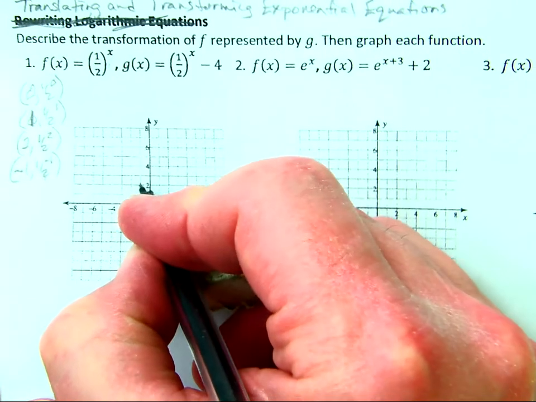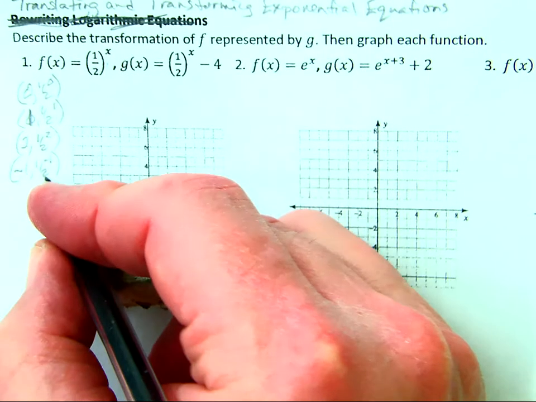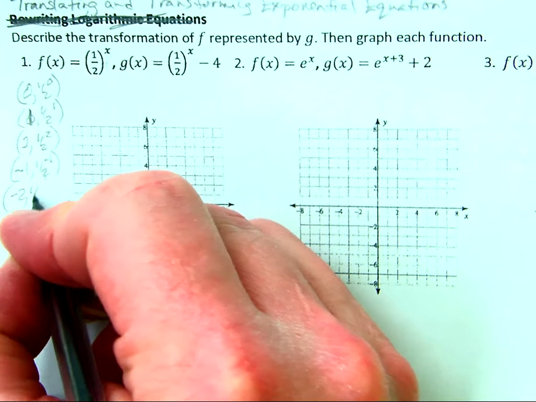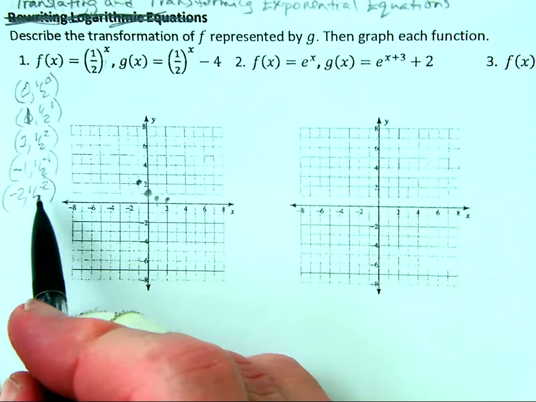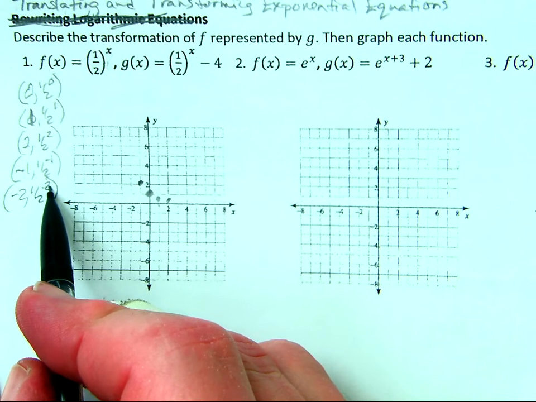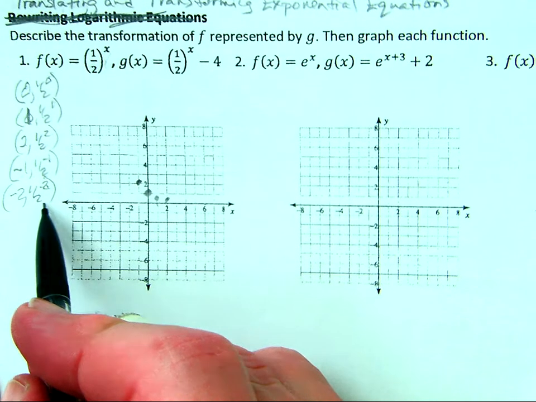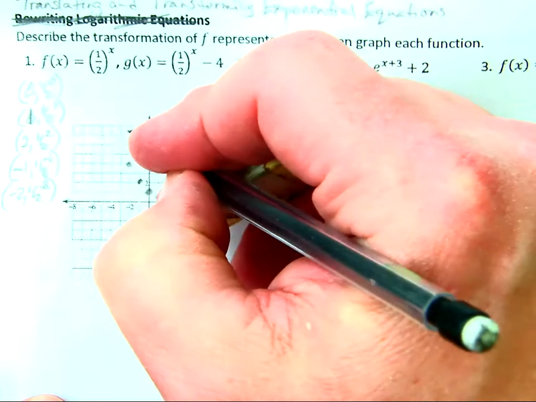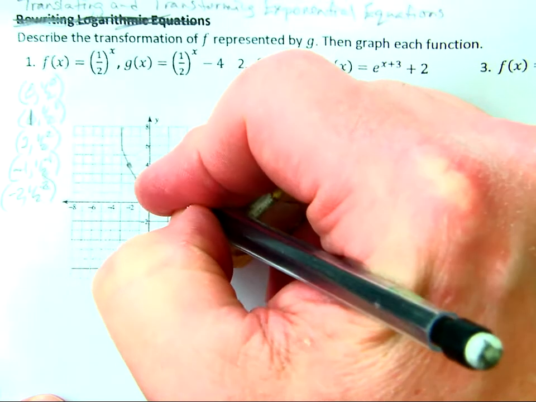Remember, a negative exponent means take the reciprocal, so just flip it over. If I put in a -2, that'd be 1/2 to the -2. So that'd be 1/2 squared, which is 1/4, and then the reciprocal would be 4. So at -2, we're up at 4. So that's how we would graph that one.